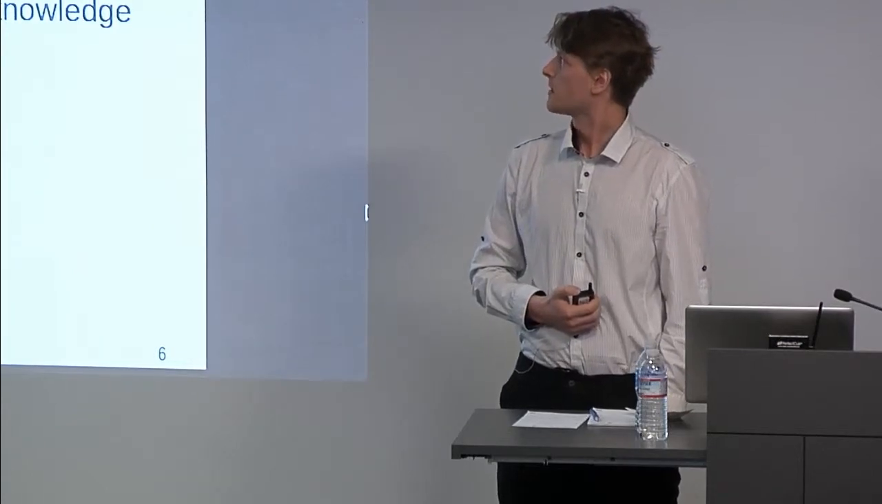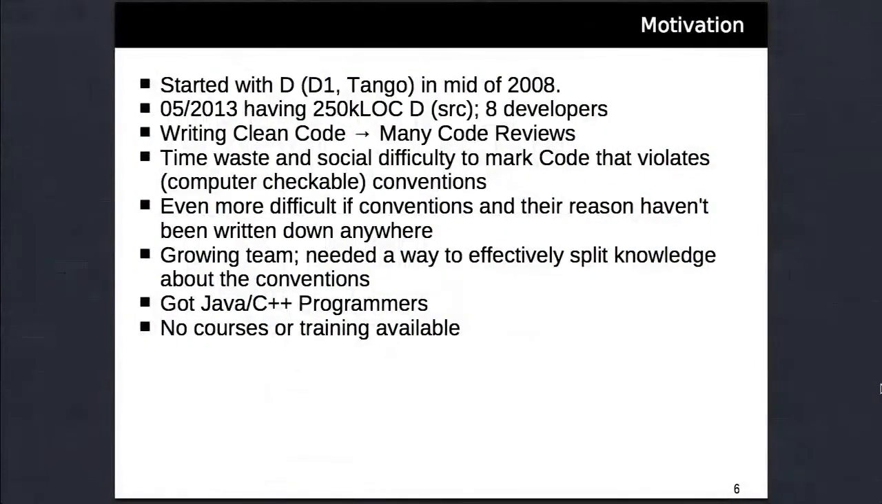So, we started with D in mid 2008. This was the high time of D1 and Tango, so we couldn't use Phobos at all. And to this month, we have about 250,000 lines of code in D. Just the source. Unittests are about the same amount, so in total 500,000 lines of code. And we have 8 developers. And the motivation for the coding conventions comes from 3 points, mainly the developers, the language, and the team.